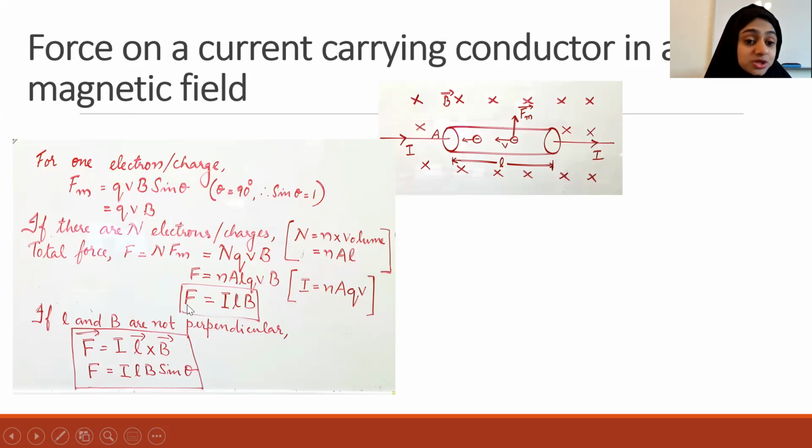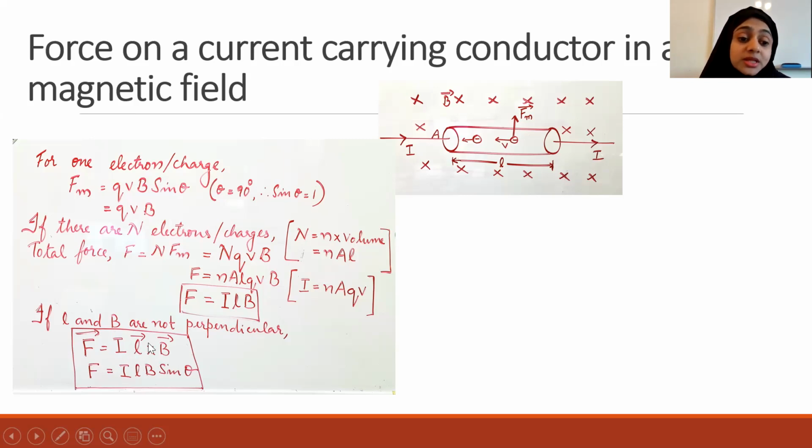So instead of n, A, Q and v, I am substituting I. So I will get this expression: the force acting on the current carrying conductor placed in a magnetic field is equal to ILB. This is the case when the length of the conductor is perpendicular to the magnetic field. And if it is not perpendicular, you will always have this sine theta along and you will get the final expression for total force F is equal to ILB sine theta, or in vector form you can represent it as F is equal to I into L cross B.